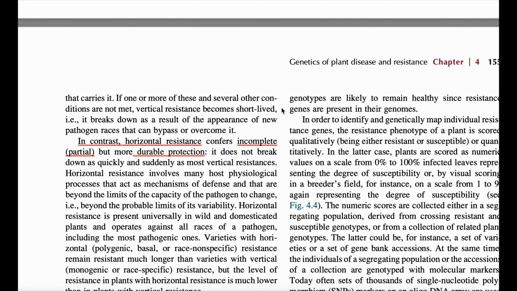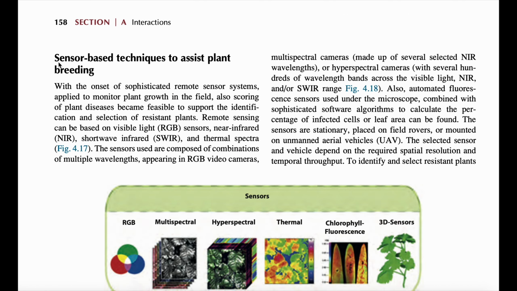And for vertical, the protection is strong because it is very specific, but the durability is very low because the resistance can be overcome by a new strain of pathogen. We have one last topic to cover before we wrap up this chapter.